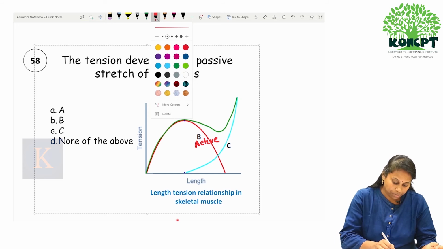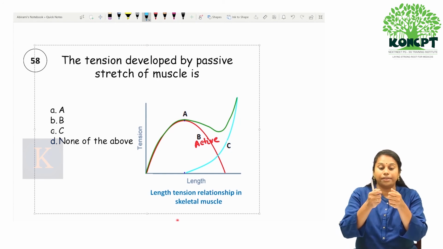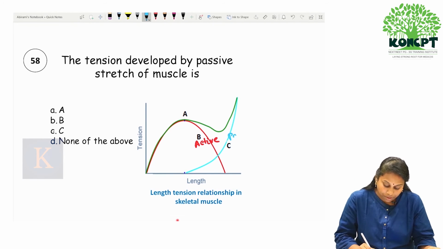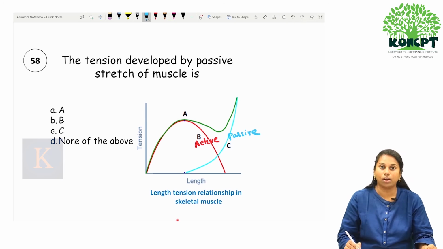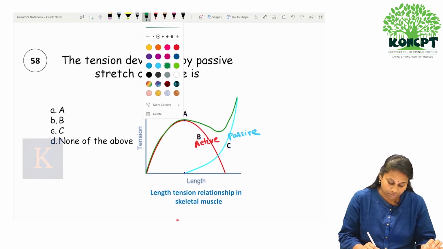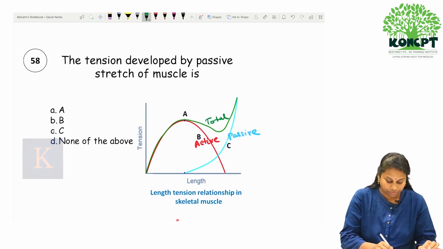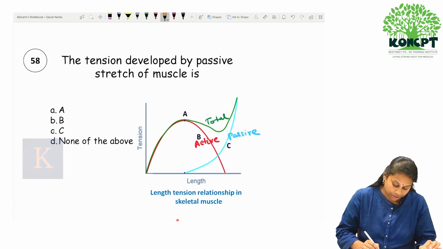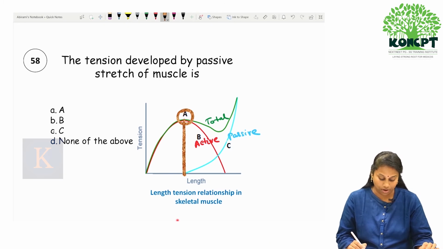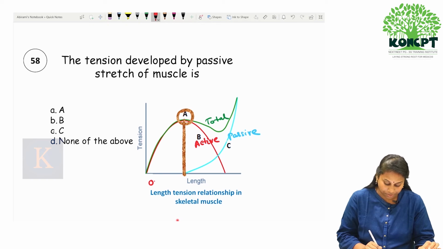And the other way by which you can increase the tension in the muscle is by stretching the muscle. Imagine you stretch a rubber band, the tension increases. So, this is called passive tension. The blue one is called passive tension, and the green one is the sum of active and passive, which is called total tension.